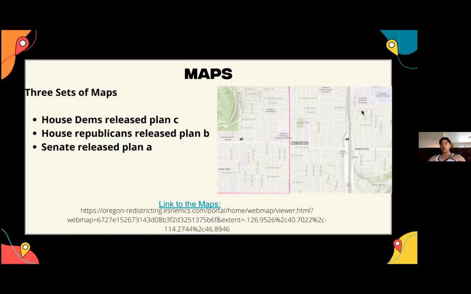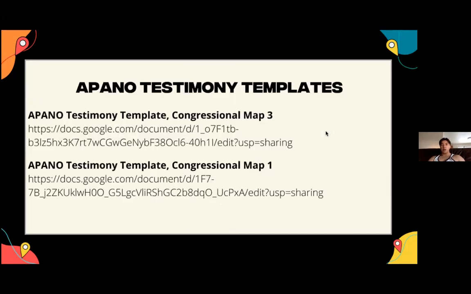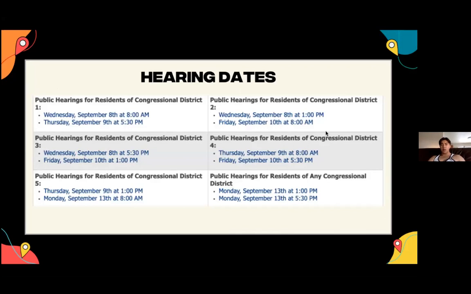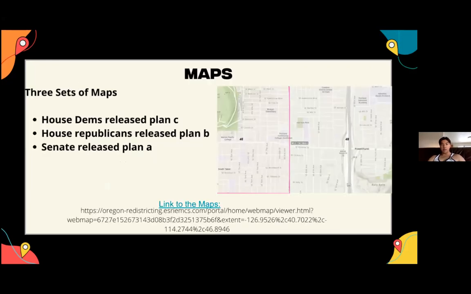As you can see right here, in the initial set of maps on Plan C, House districts 46 and 48 split the J district in half, down 82nd. And that was a problem with Plan C that we strenuously worked to change. And I believe that that is the end of the presentation.